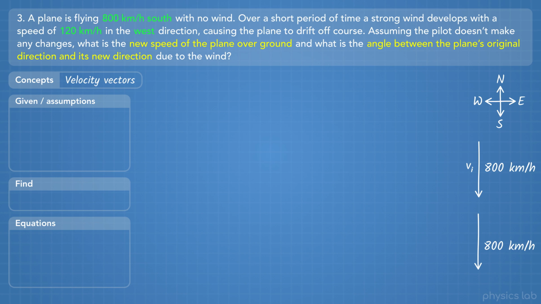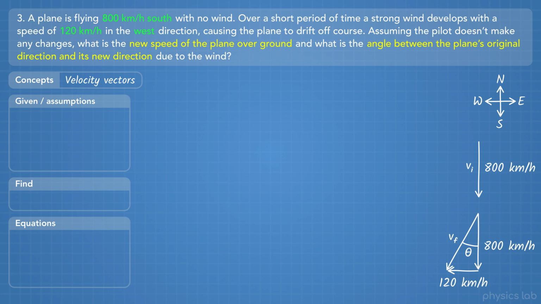The plane is still flying 800 kilometers per hour south through the air, but the air happens to be moving west at 120 kilometers per hour. So, relative to the ground, the plane has a new velocity vector, which is its original velocity vector plus the velocity vector of the wind. Let's label this new velocity as VF for final velocity.